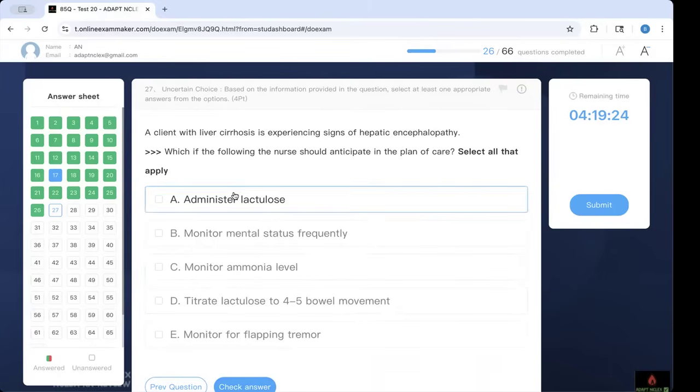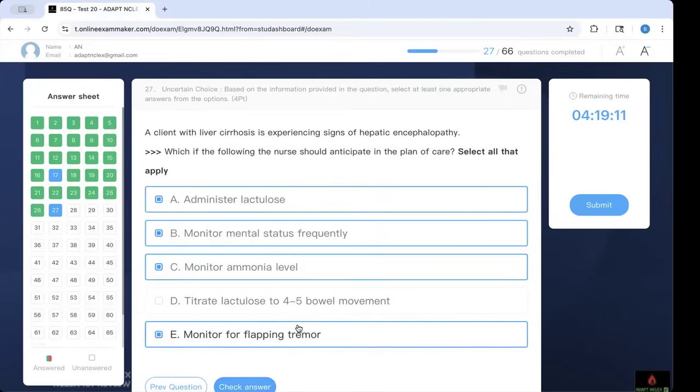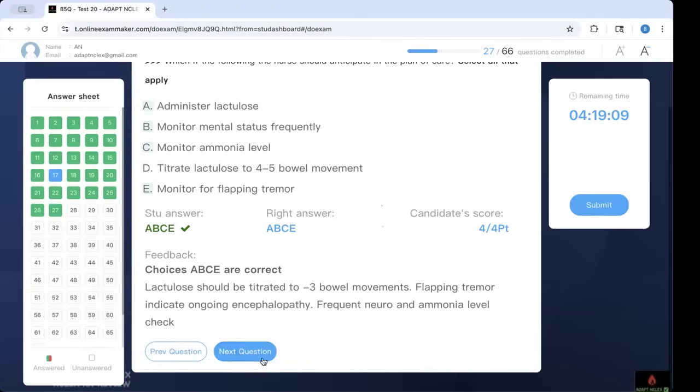What do you think? Lactulose will help with what? Encephalopathy. Mental status has to be monitored. We should check ammonia. Titrate what? Lactulose to 2 to 3 bowel movements and check for flapping tremor. That's asterixis. Very, very important.